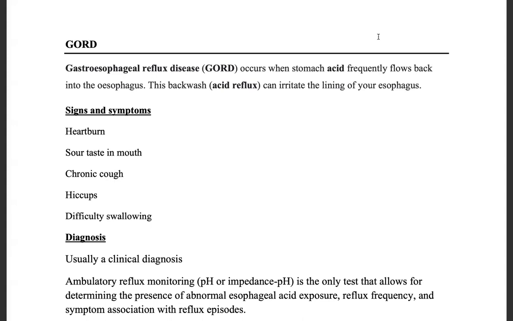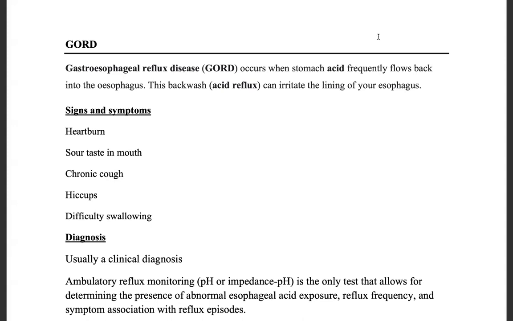Actually what happens here is when the intra-abdominal pressure rises, the acid reflux is more facilitated. So when the intra-abdominal pressure rises, acid itself will get backwashed into the lining of the esophagus, and the lining of the esophagus will get irritated. Usually the esophagus has a particular mucosal defense mechanism.